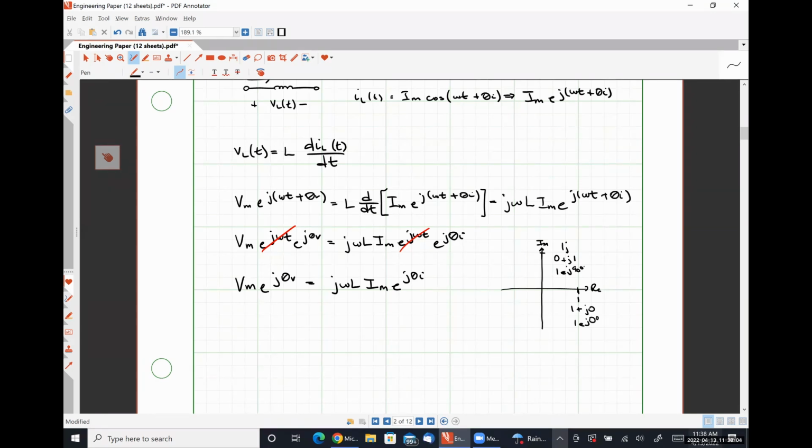So whenever I multiply by this j out front, that's the same thing as multiplying by e to the j 90 degrees. Well, if I multiply e to the j 90 degrees times e to the j theta I, I can make this look like omega L Im e to the j theta I plus 90 degrees.